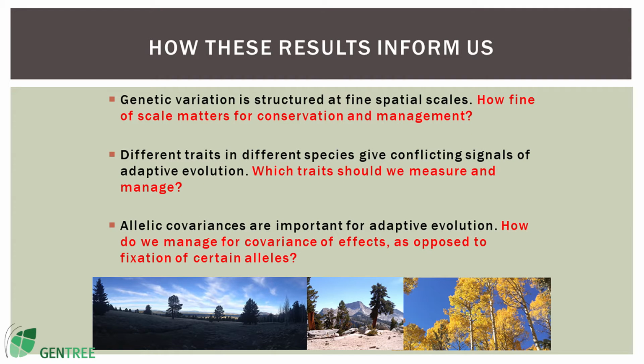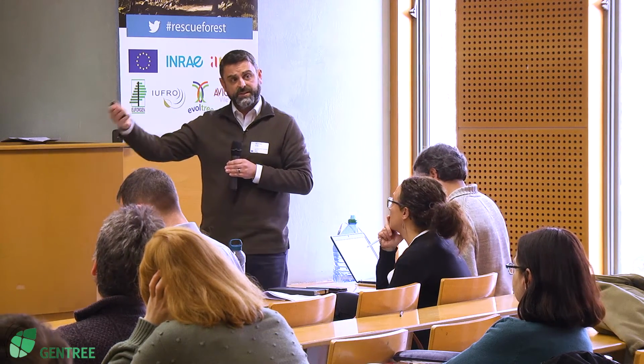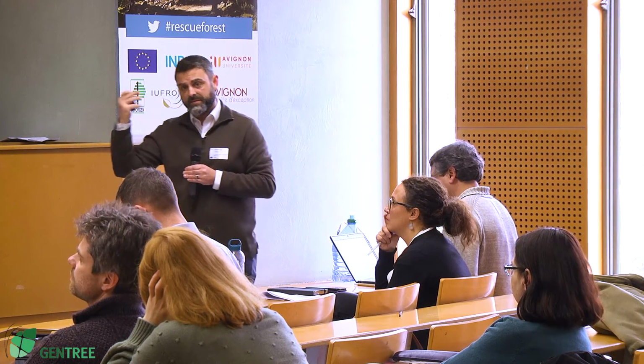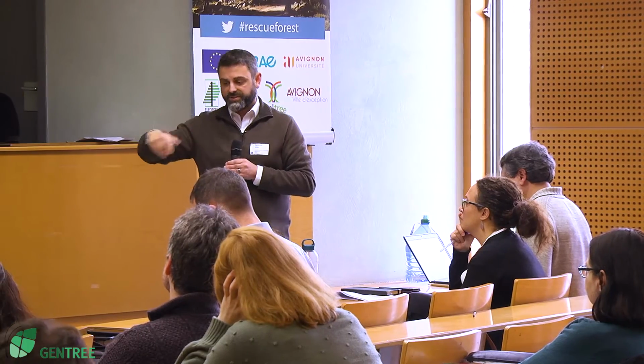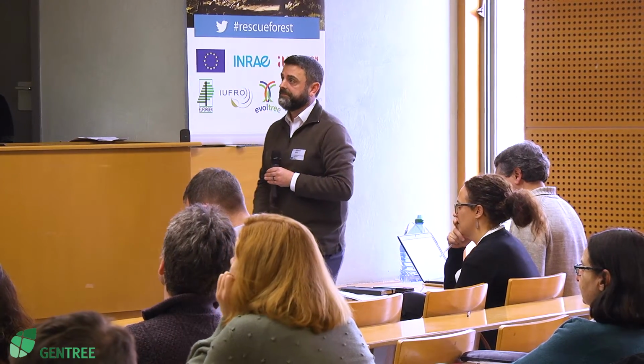All right, so how did this generally inform us? Well, we concluded that genetic variation, at least in the system I talked about, is structured at fine spatial scales. That begs the question, how fine of a scale matters for conservation and management? Well, I can't give you a prescription. I can at least raise that question because I've shown you that assuming that provenance-level variation is all kind of the same due to gene flow is a bad idea, at least for some systems.